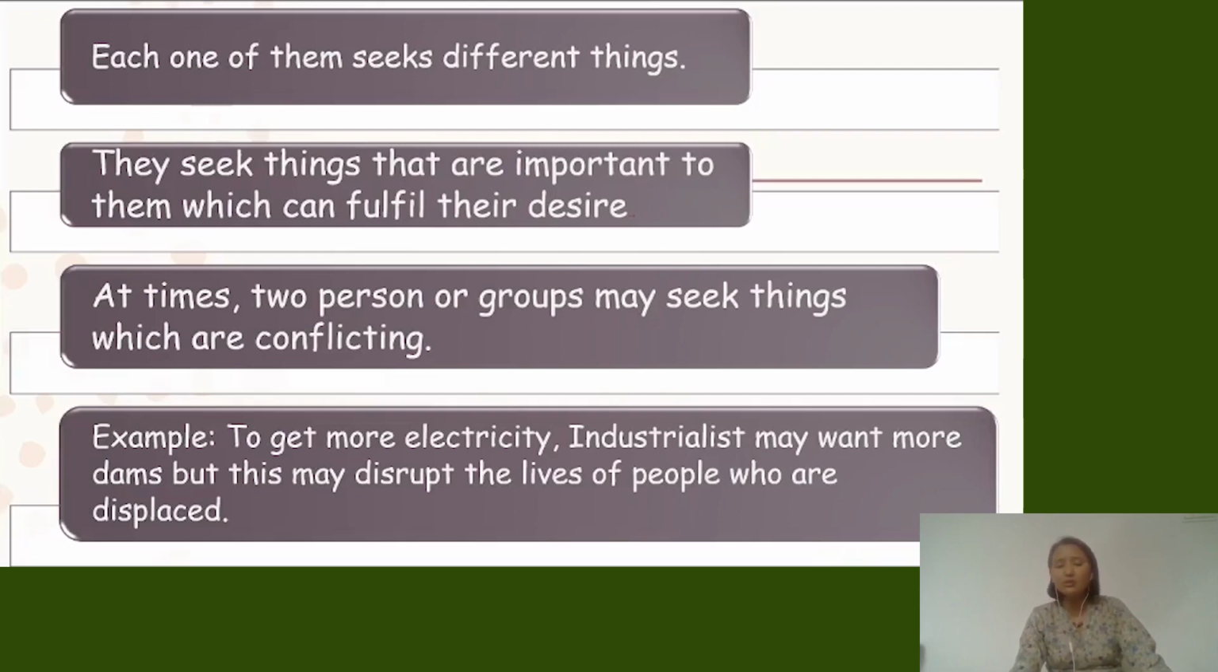As long as electricity is there in the industry, the industrialists will be able to carry out the production in the industry successfully, right? So their main desire is to get more electricity. For that they wanted to construct more dams, but this may disturb the life of people who are displaced.